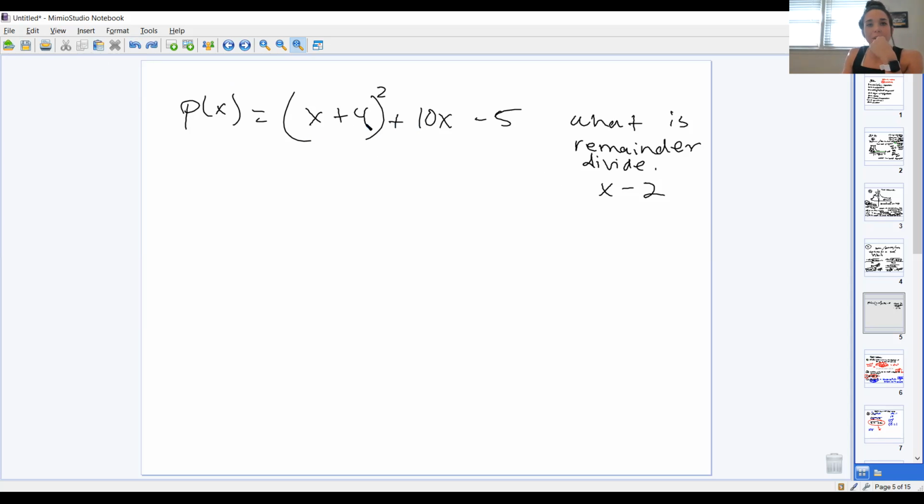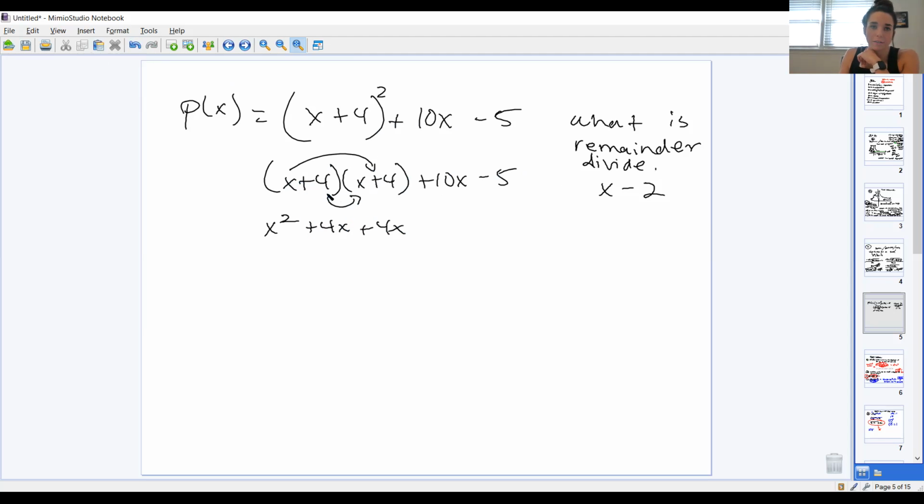But the first thing I'm going to do is make sure this is in standard form. So I'm going to multiply this out. So I'm going to get 8x squared plus 4x plus 4x plus 16 plus 10x minus 5. I'm going to combine my like terms. So that will become x squared. These two will combine to give me 8 plus 10x, which will give me 18x. 16 minus 5 is going to give me 11.